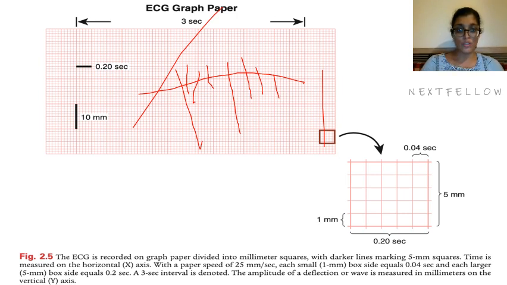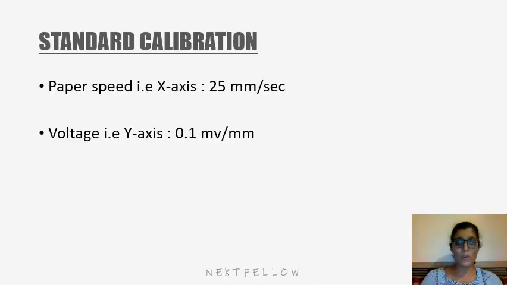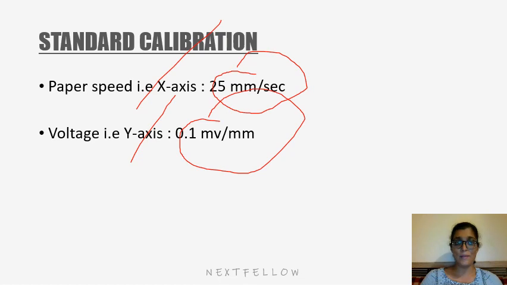The amplitude, 1 millivolt, will produce 10 mm deflection in an ECG. So that is standardization. So as I have spoken earlier about the standard calibration, the paper speed is about 25 mm per second and voltage, that is the y-axis, is 0.1 millivolt per mm.